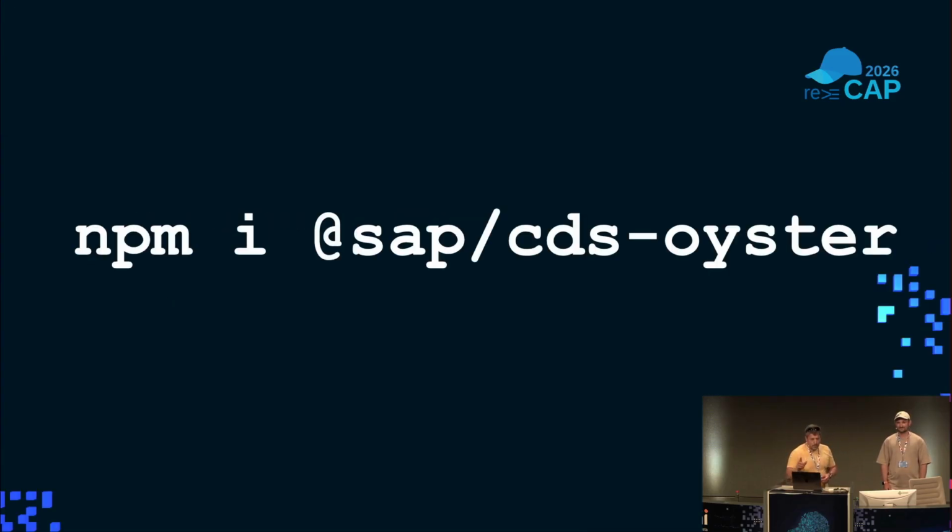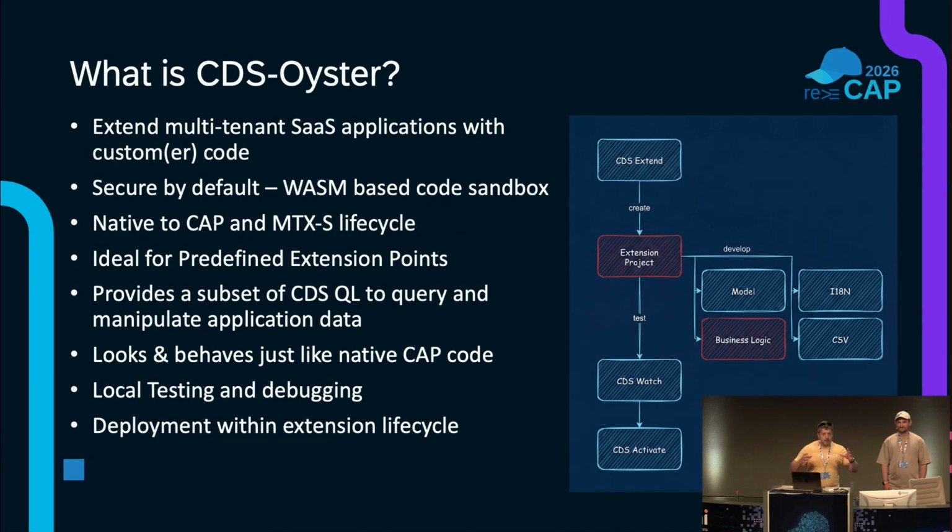So you can download CDS-Oyster in version 0.5 today. So it's available. You can go there, play around with it, test it out. The README should have a good example of getting started. And it is completely integrated into the CAP workflow. So it uses CAP extensibility, it uses CAP MTX, everything is seamless. And for the extension developer, they can write JavaScript code and it looks like normal CAP event handlers. They are not. They run inside WebAssembly, completely isolated in a separate process, and we just make it behave like CAP. It's very secure, and it allows application developers to open up an application for extension points.